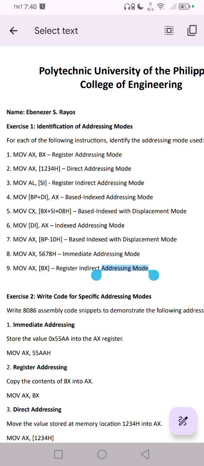And last, number 9, MOV AX, [BX]. Register indirect addressing mode. Similar to the earlier example with SI, but here the address is stored in the BX register, which allows flexible data access based on the current value in BX.